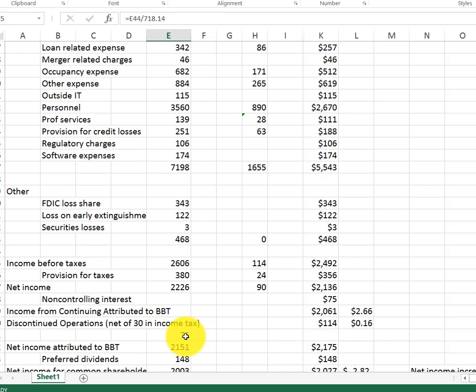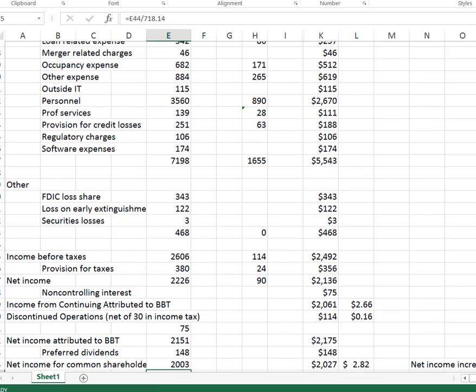The 75, that's the amount of income made on behalf of the shareholders that own a minority of some subsidiary of this bank. This is BBT Bank. So some bank that they bought, they didn't buy 100%. They bought maybe 70%. This represents the income for the other 30% of that particular subsidiary.